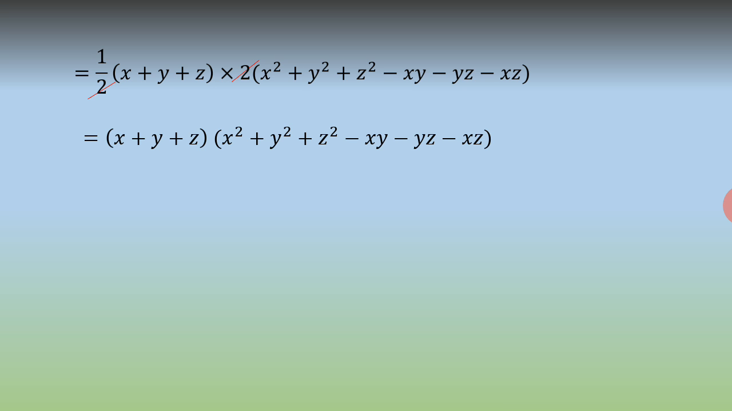So the answer will be the left hand side of that identity, which is nothing but x cube plus y cube plus z cube minus 3xyz. This is your LHS of the given identity, given verification. This is how we have verified the statement. With this, we can proceed further.